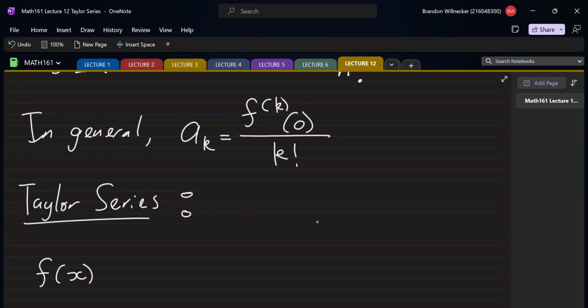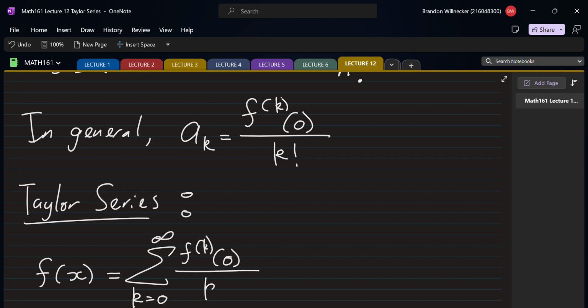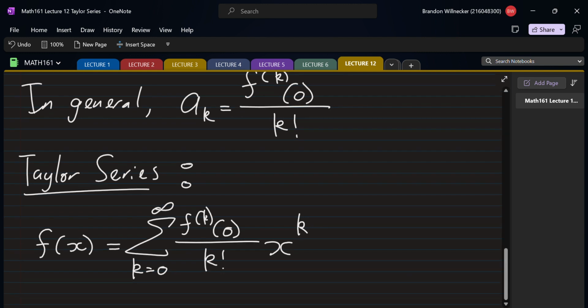So we can write f of x is equal to, so it's equal, it's not an approximation anymore, the sum from k equals 0 to infinity. We have infinitely many terms, ak, but that's going to be f^(k), so the kth derivative evaluated at 0 over k factorial x to the k. So here we have a polynomial with infinitely many terms that if we add all the terms up given a particular x value, we get back our f of x.